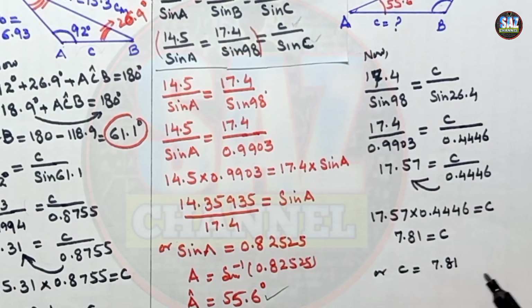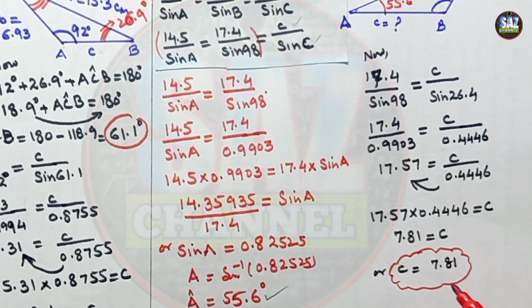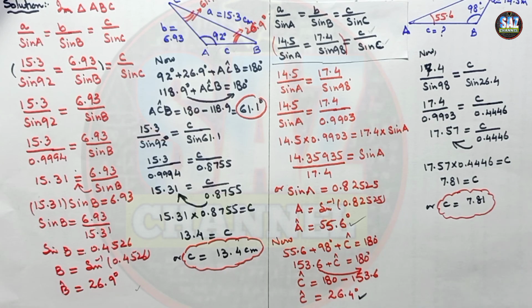I hope you are clear how we are finding the unknown lengths and angles of an oblique triangle by using sine law and the sum of interior angles of the triangle. For a better understanding of the next lesson, you have to watch and practice this lesson carefully.